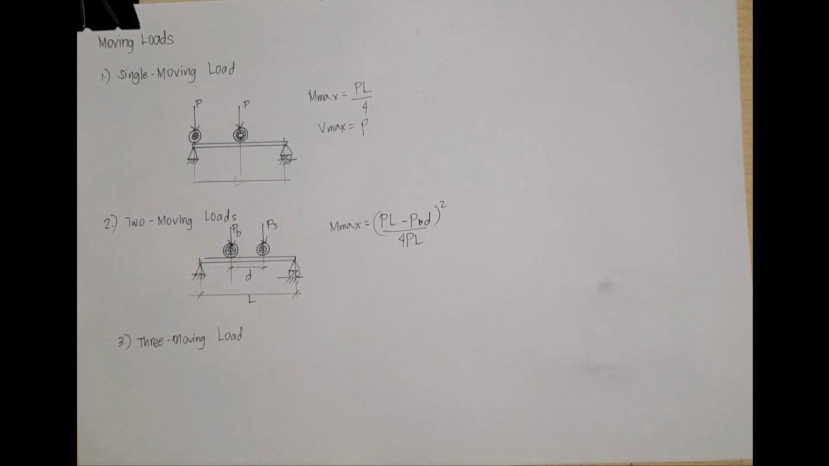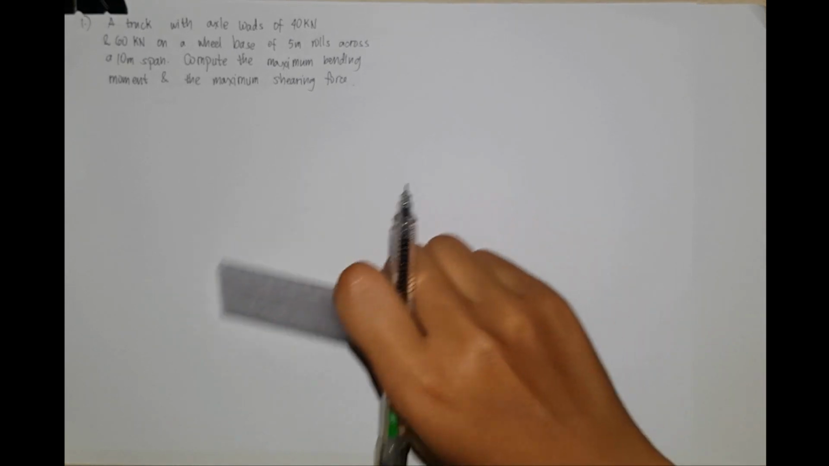So, medyo mahirap intindihan on this part. So, let us move now on our example para mas maintindihan nyo. So, for example number 1, a truck with axle loads of 40 kN and 60 kN on a wheelbase of 5 meter rolls across a 10 meter span. Compute the maximum bending moment and the maximum shearing force.